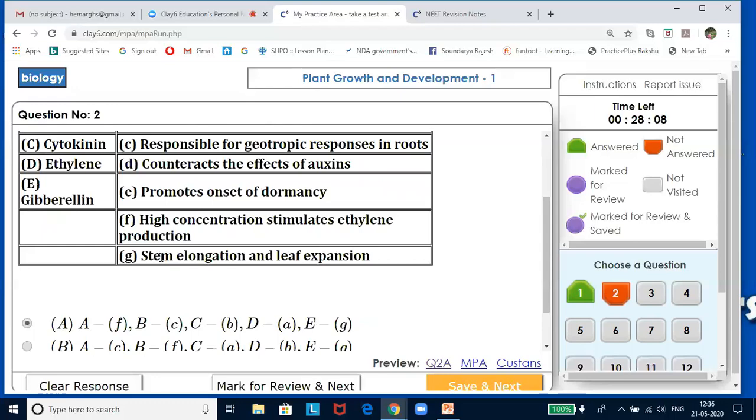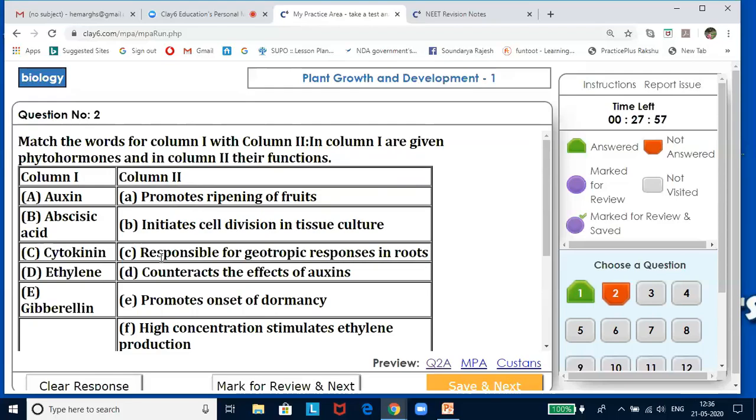Dry seeds do not germinate. The most important external factor for seed germination is water. So both assertion and reason are true, and the reason is the correct explanation. So A is the answer.